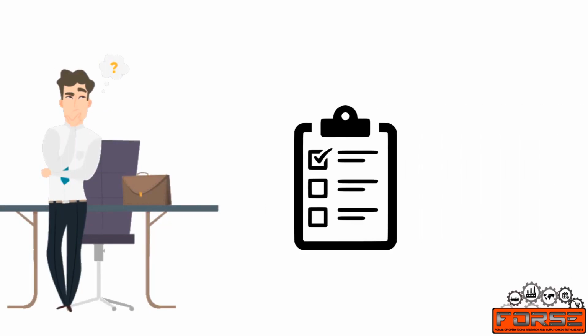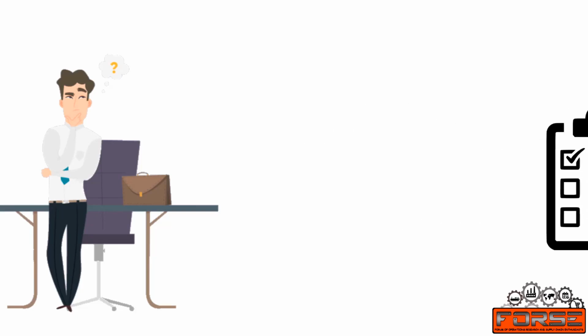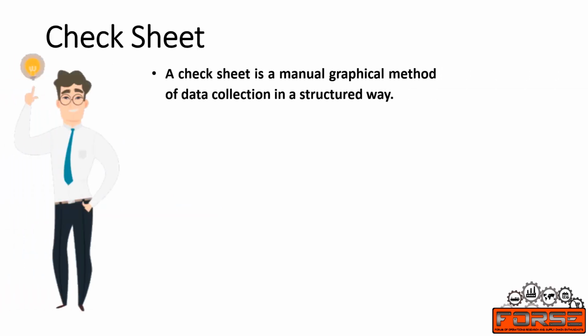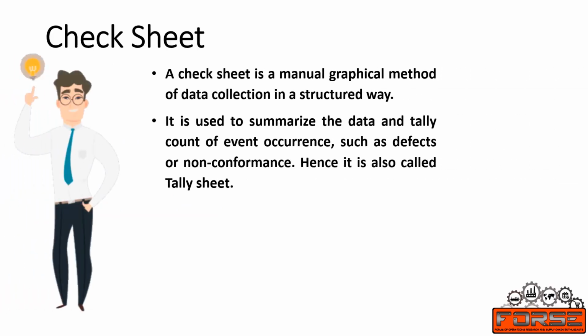First, Mr. Smith wanted to know the division and the type of defects occurring on the assembly line per day of the week, hence he decided to use a check sheet. A check sheet is a manual graphical method of data collection in a structured way. It is used to summarize the data and tally count of event occurrence, such as defects or non-conformance. Hence it is also called tally sheet.